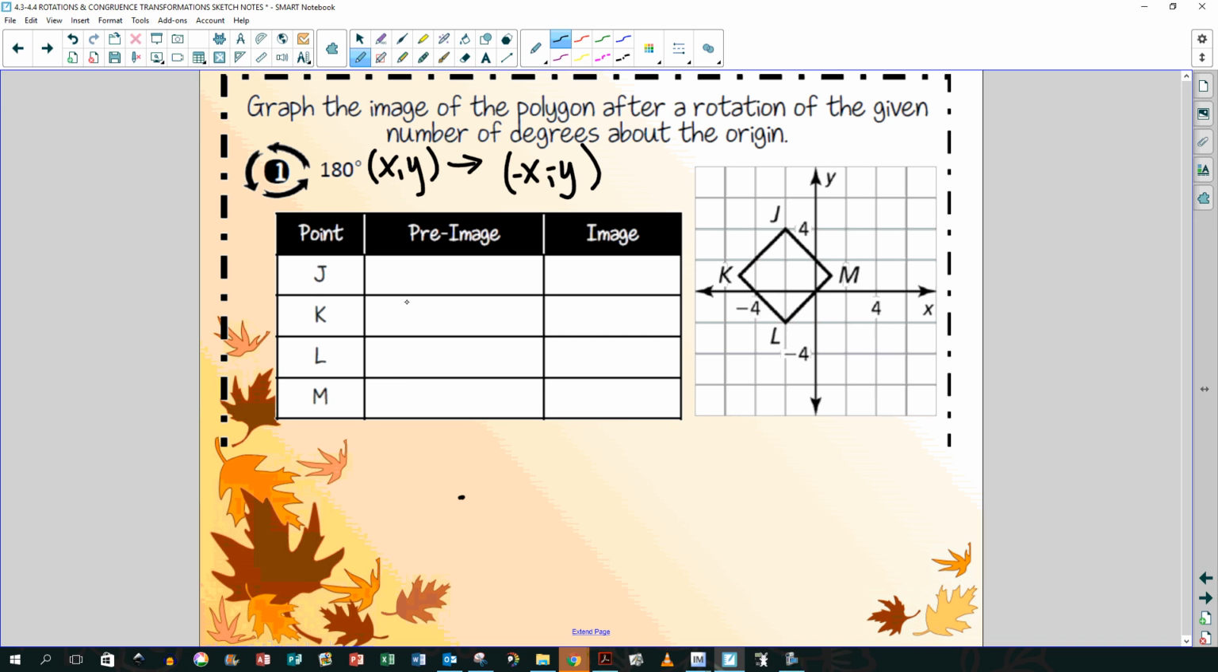So if you identify the points of your pre-image, so here's point J, which is -1, 2, 4. So this is 2, so -2, 4. K is, well, this is -4, and that's halfway, so that would be -5, 1. So -5, 1. L is -2, -2. And M is at 1, 1.